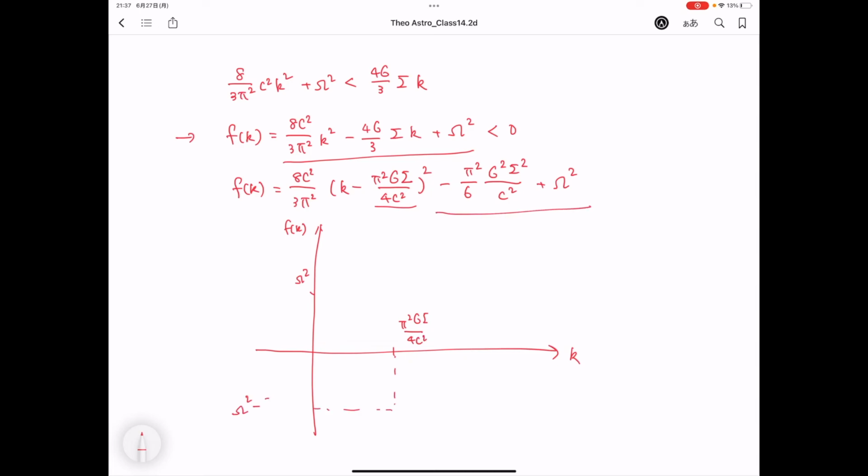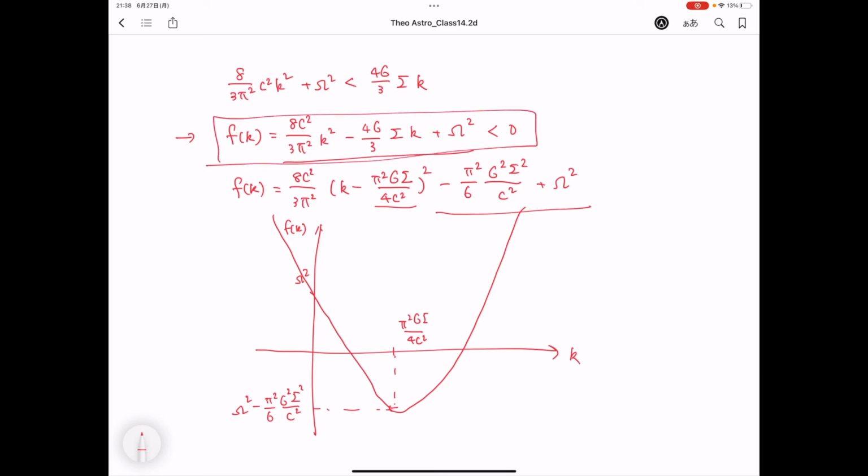So it is Ω squared minus π squared over 6 G squared Σ squared over c squared. So f(k) is given by a parabolic equation, and the condition for the instability is that f(k) is a negative quantity. This region is the unstable mode. So this value needs to be negative: Ω squared minus π squared over 6 G squared Σ squared over c squared needs to be negative. From this equation, you can find that the square root of 6, c Ω over π G Σ, needs to be less than 1.